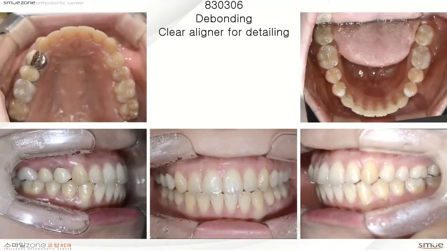And she wanted to take her braces off as early as possible, so we debonded and took an impression and gave her 2 or 3 sets of clear aligners, made in office, for detailing.